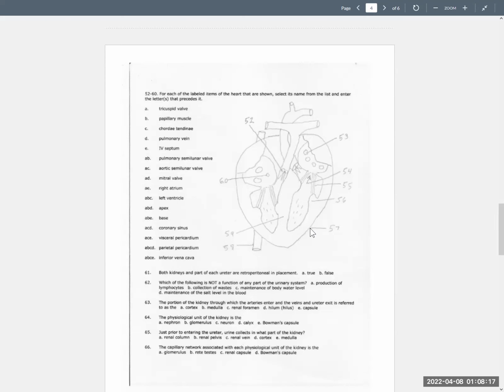57 can be pointing to the epicardium or visceral pericardium. So we have to look and see which term I used, and I used visceral pericardium for 57. That's ACE. 58, the inferior vena cava, ABCE. And 59 was the IV septum, and that's E.